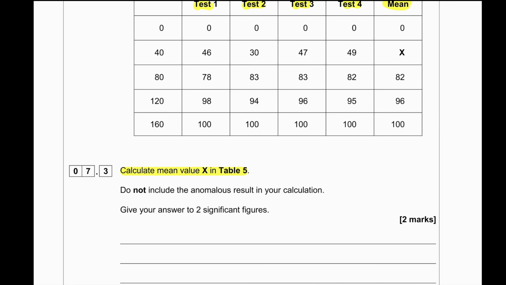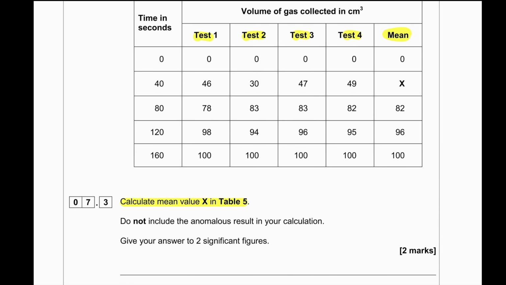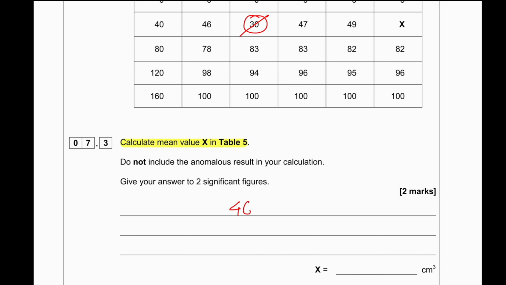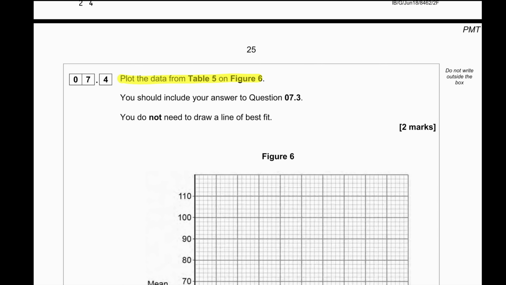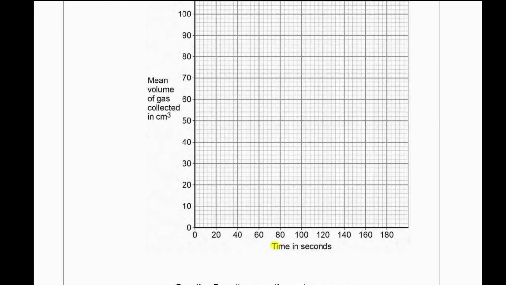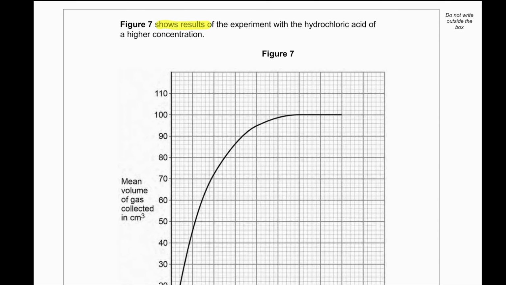To calculate the mean value X in Table 5, first of all, we have to cancel the anomalous result. In this case, the anomalous result is 30, so we have to cancel it. Then we add the other 3 and calculate the average. Plot the data from Table 5 on Figure 6. You should include your answer to question 7.3. You do not need to draw a line of best fit. Time in seconds, mean volume of gas collected in cm3. Figure 7 shows the result of the experiment with the hydrochloric acid of a higher concentration.